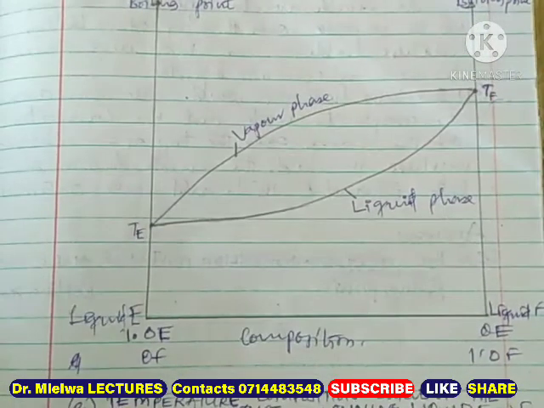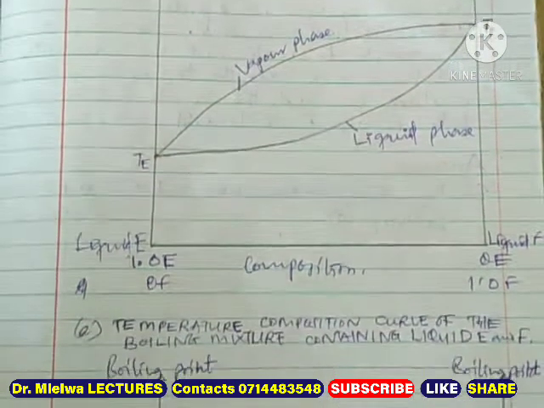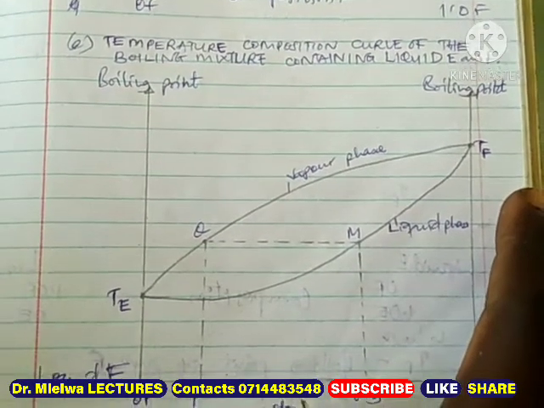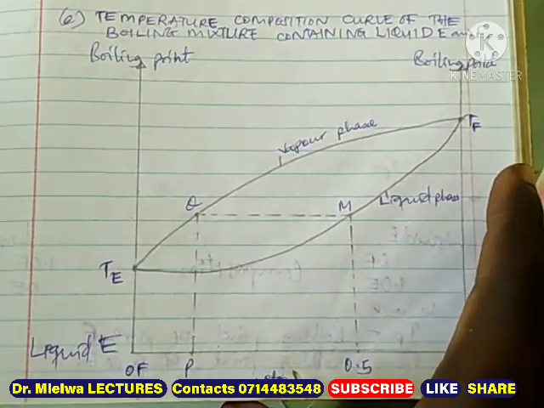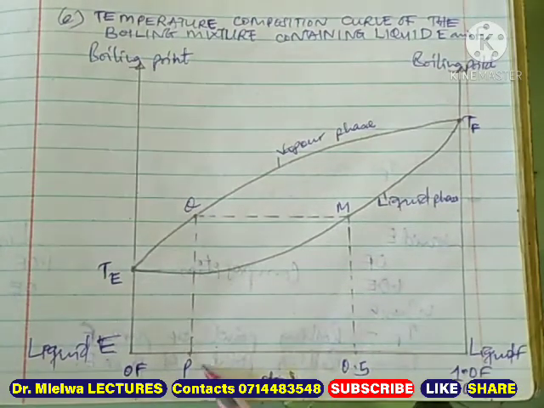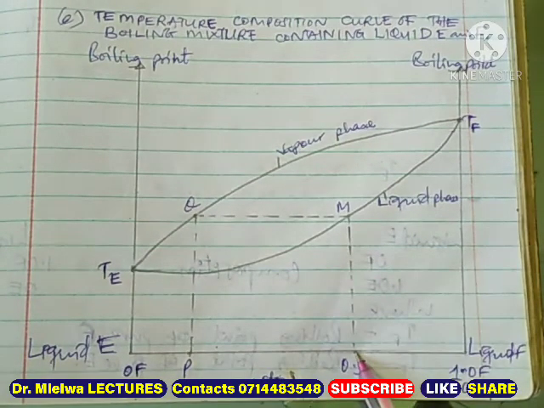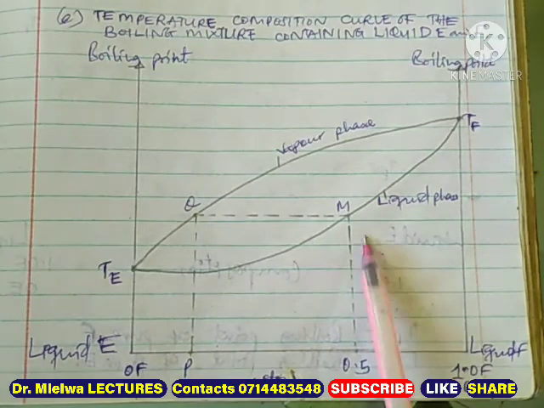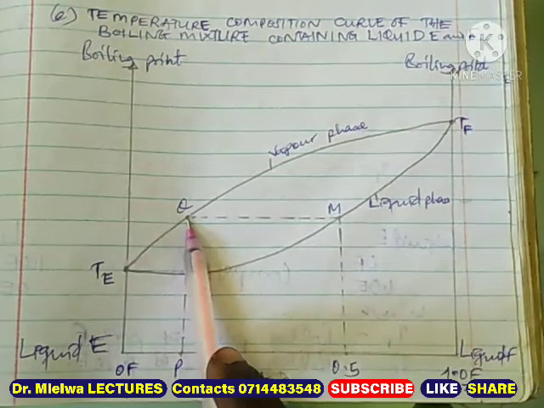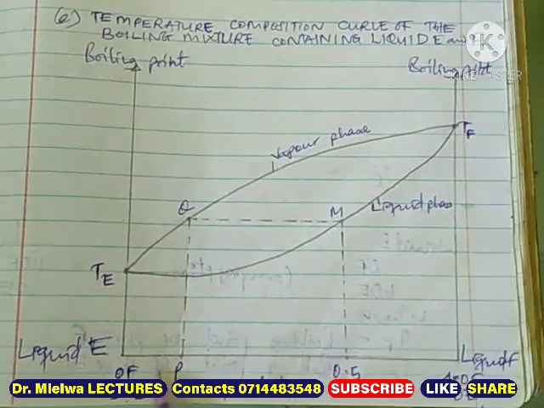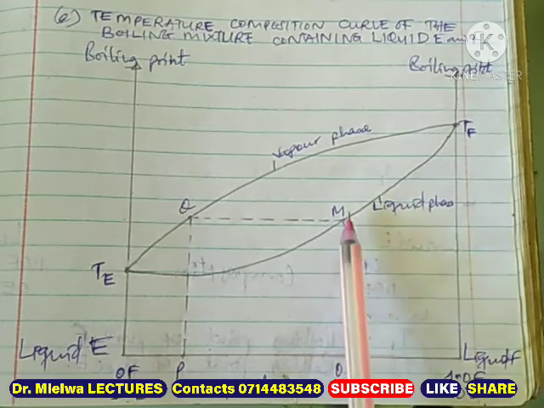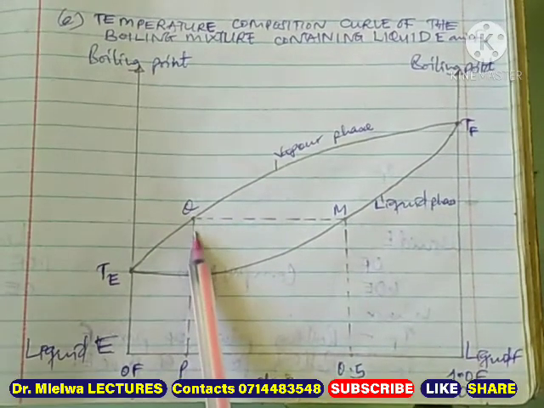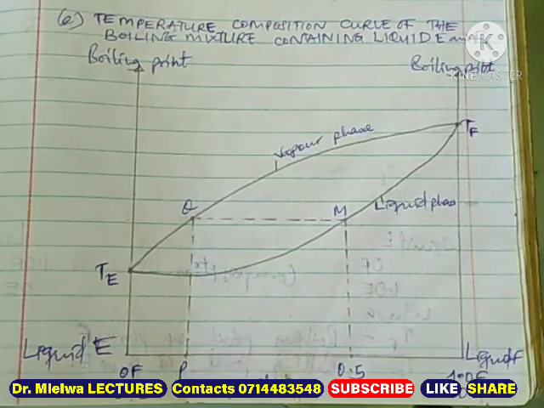So on the explanation we will start: when the liquid at M is boiled, we get the vapor at Q. When condensed, we get the liquid with composition P.